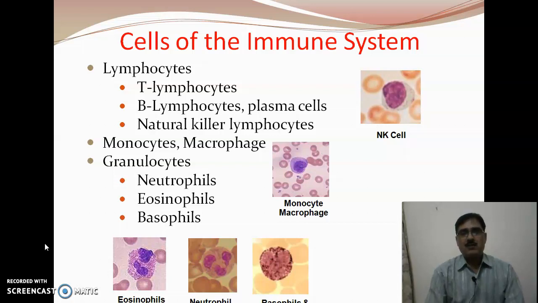The cells of the immune system consist of lymphocytes. They are the T lymphocytes, B lymphocytes, plasma cells, memory cells, the NK lymphocytes or the natural killer cells or the NK cells, then monocytes, macrophages. Granulocytes include neutrophils, eosinophils or acidophils, and basophils. These are the main cells of the immune system. We will discuss one by one.